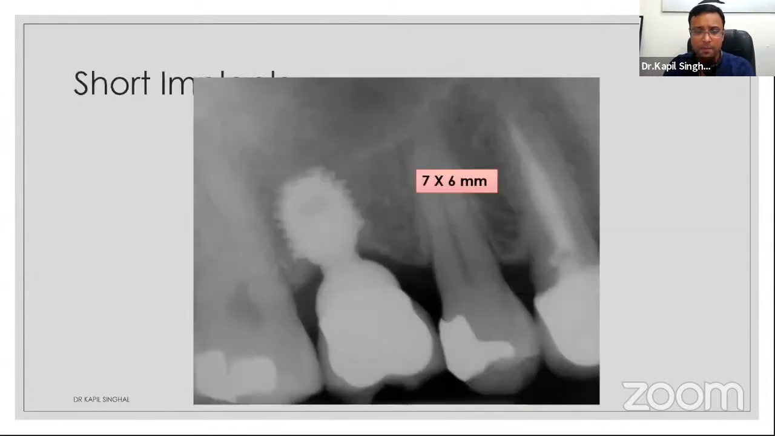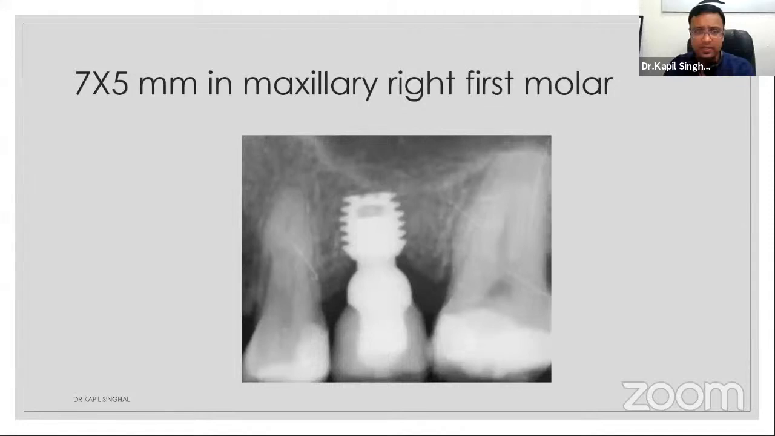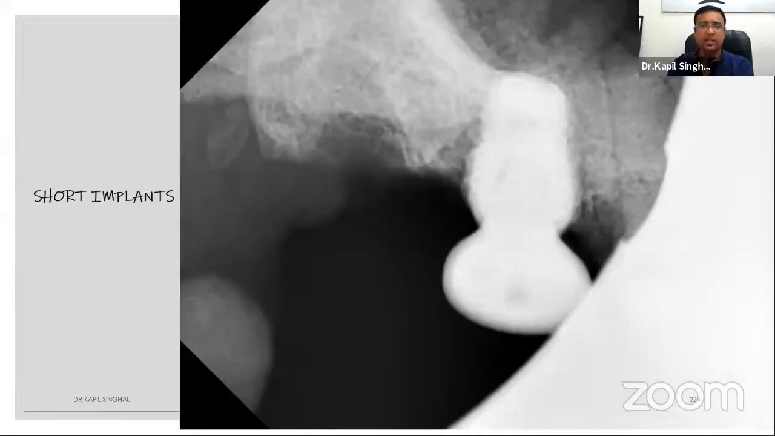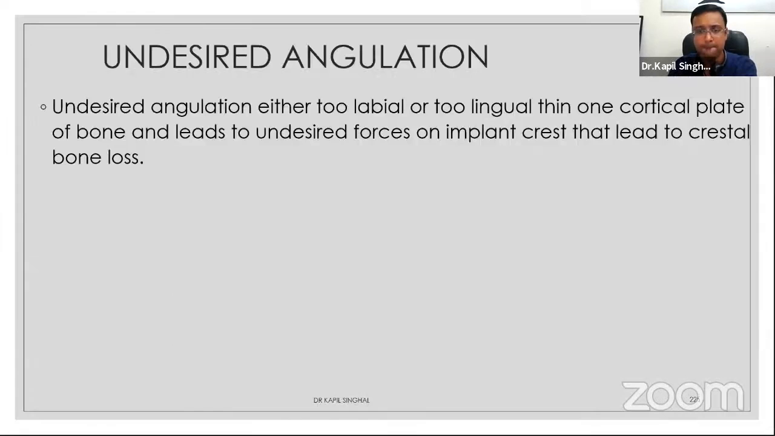These are some short implants. I've told you the rationale. So this is a 7 by 7 mm implant. We didn't want to do a sinus lift. The patient was quite old, so we used a wider diameter implant of 7 by 7 mm.